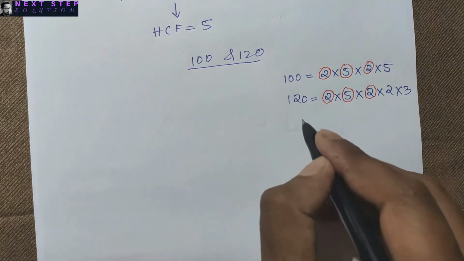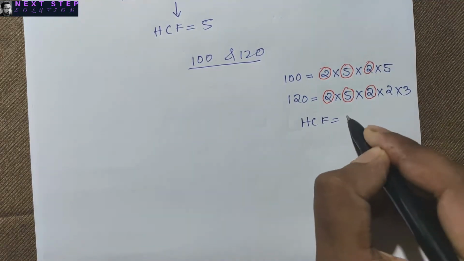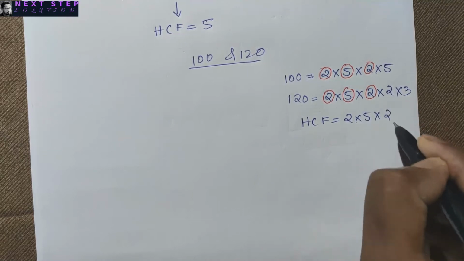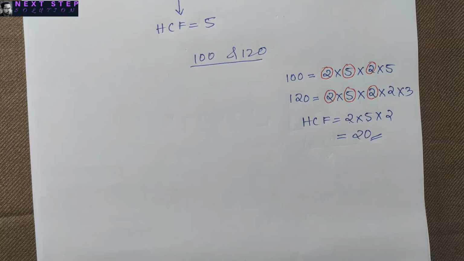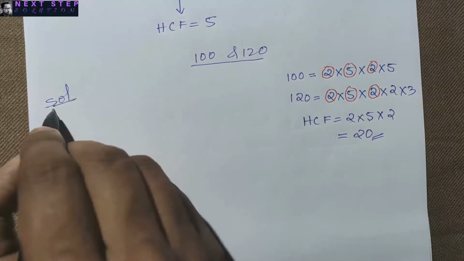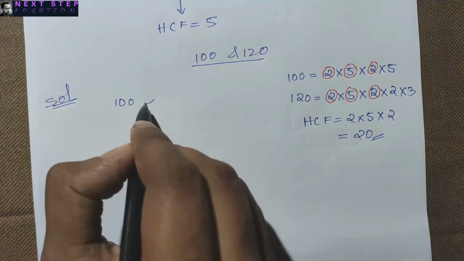So here the HCF is 2, 5 and 2. If you multiply, 2 5s are 10, 10 2s are 20. 20 is the HCF. Now we are going to use Euclid's division algorithm to find out the HCF for the same numbers. The two numbers are 100 and 120.